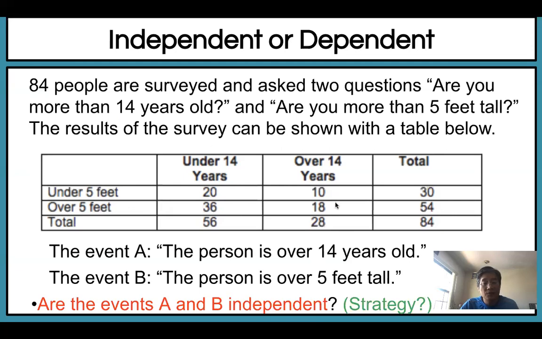Then are they dependent or independent? Just by looking, we can determine they are proportional, 2 to 1, 2 to 1, right? So we know that they are independent. But how do we show it? We should write down the formula: P(A intersection B) is equal to P(A) times P(B). We are going to use it, right?